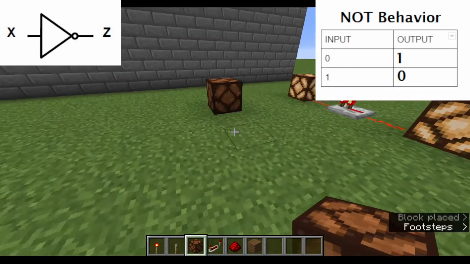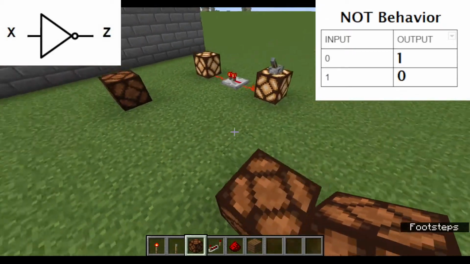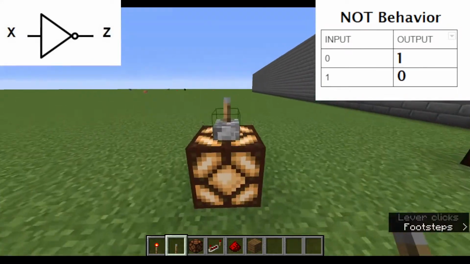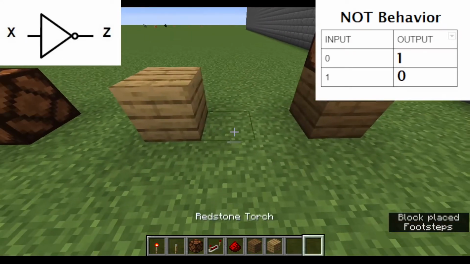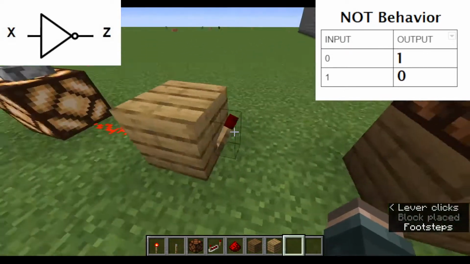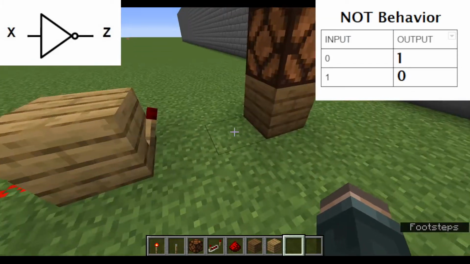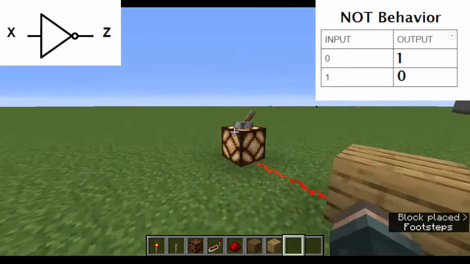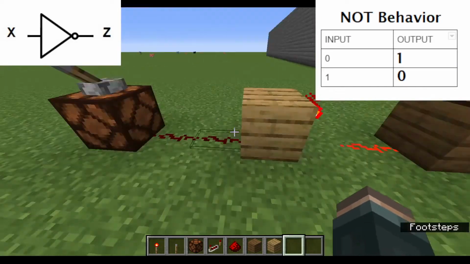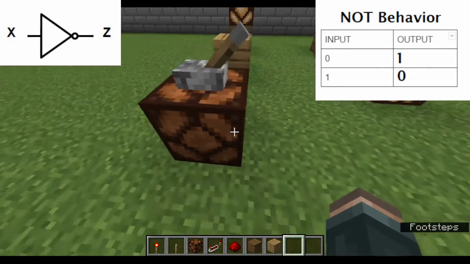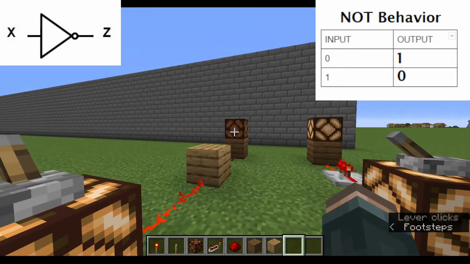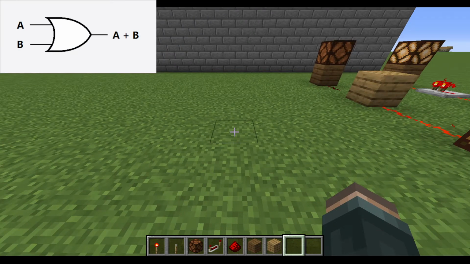Here we have our input and our output. How can we get it so that when this light is on, this light is off, and when this light is off, this light is on? Well, a redstone torch is on until it's turned off, right? It acts as a source until it's turned off, and now it's no longer a source. So there we go. The redstone torch is in and of itself already pretty much an entire NOT gate. So then let's check our behavior. If input is a 0, output is a 1. Input is a 1, output is a 0. Great, we did it.